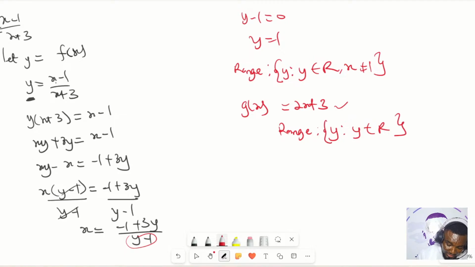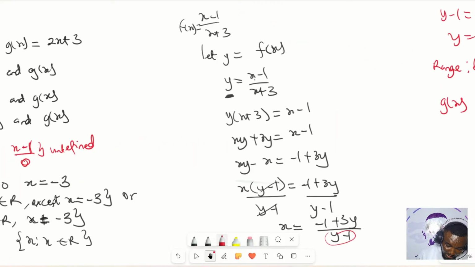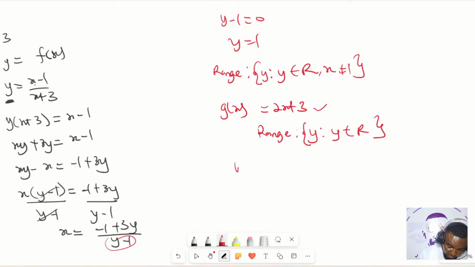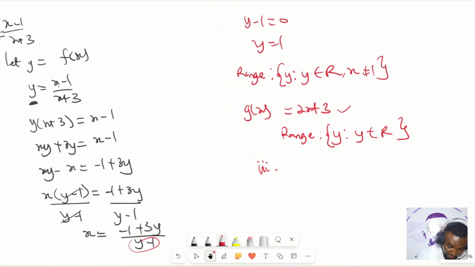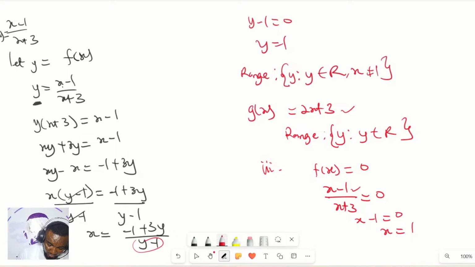As for the zeros of the function, they are very simple. So the third part of the question, which is how do I label it? The I part, where we are finding the zeros of the function. We just need to equate the function to 0. So f of x is equal to 0. Then you have x minus 1 all over x plus 3 equal to 0. So it means we will have the numerator equal to 0. x minus 1 is equal to 0. Then x will be equal to 1. Right? So we know that this is the zero of the function. The zero of the function will be x equal to 1.